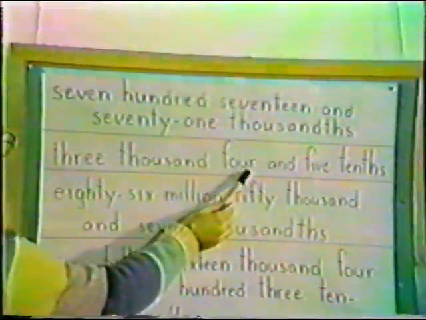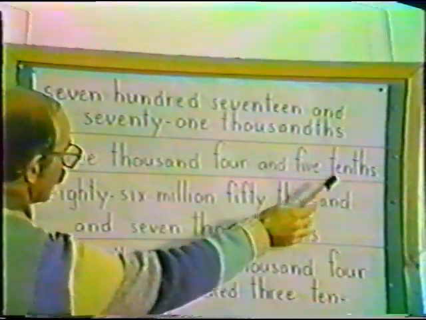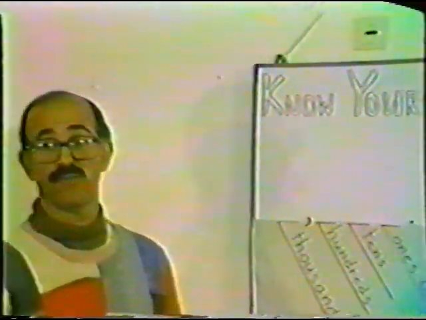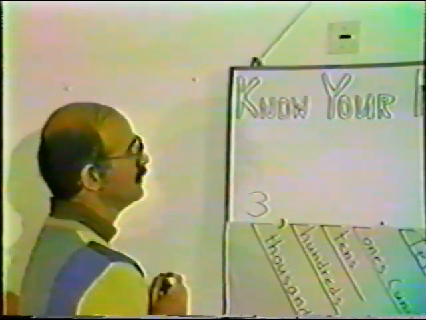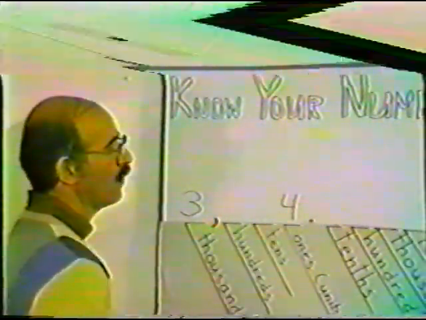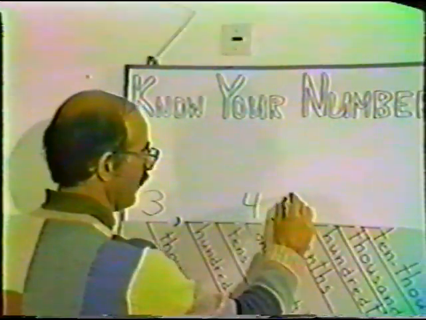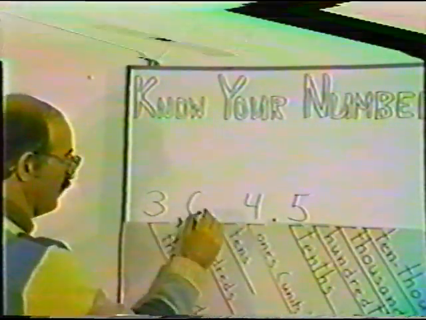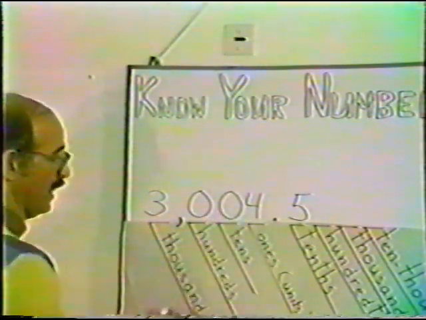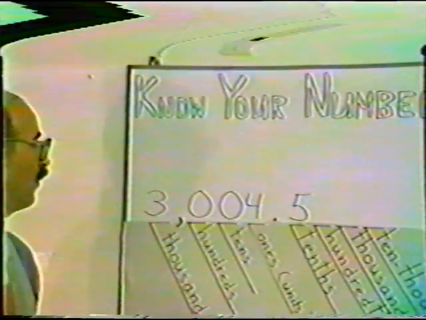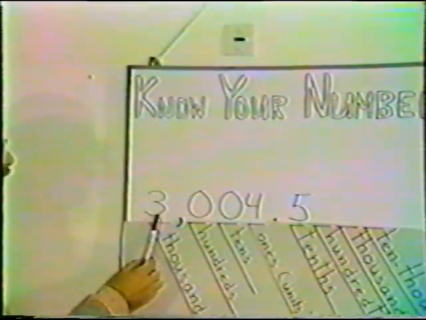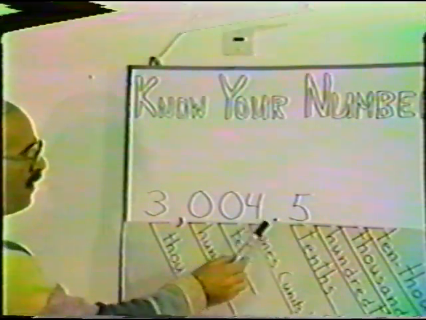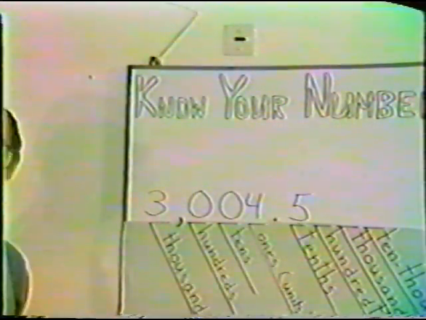3,004 and 5 tenths. 3,004 and 5 tenths. 3 thousands, 4 ones, and 5 tenths. We have to fill these 2 empty places with zeros. Let's read it back again. 3,004 and 5 tenths.